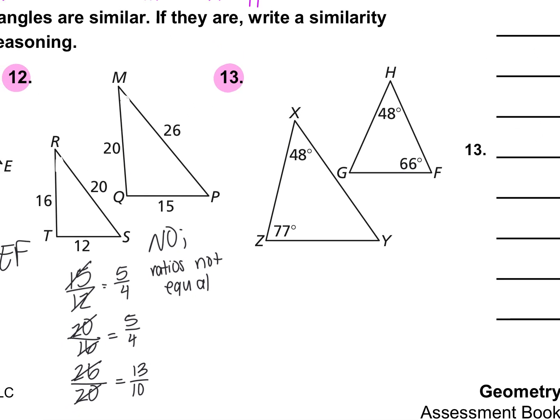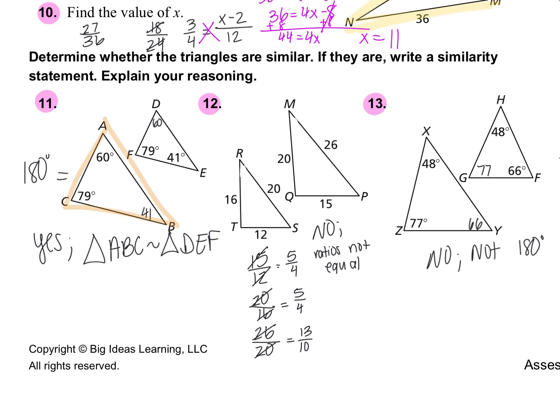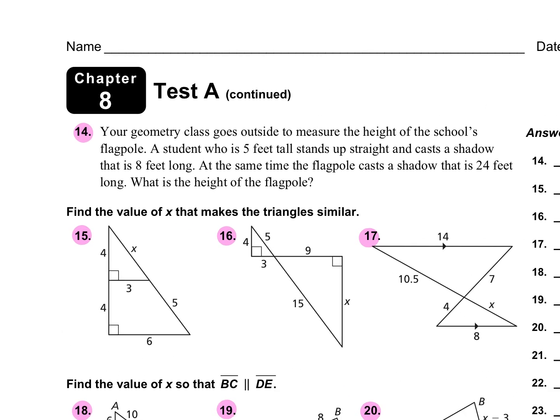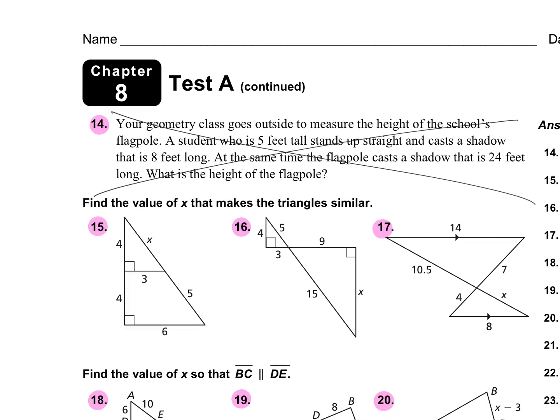And looking at number 13, if I have 66 and 77, do these add up to equal 180? No, not 180. All right, questions on these three? All right, please make sure you understand those three because you are having 4 similarity questions on your test. All right, 14, I said don't worry about it. You could have crossed it out. If you did it, great. If you did not, don't worry about it.